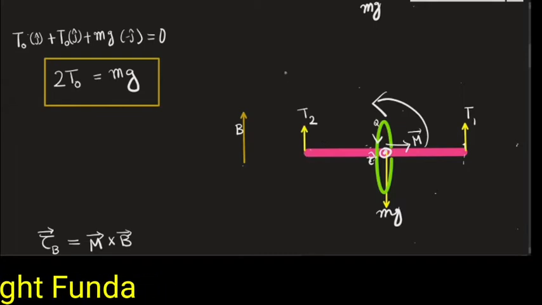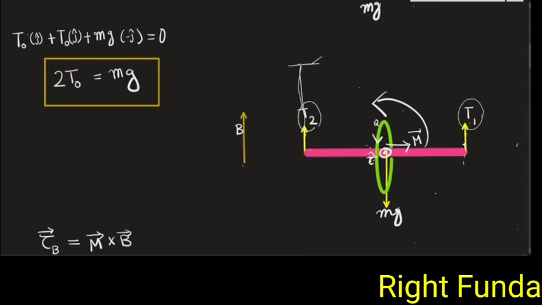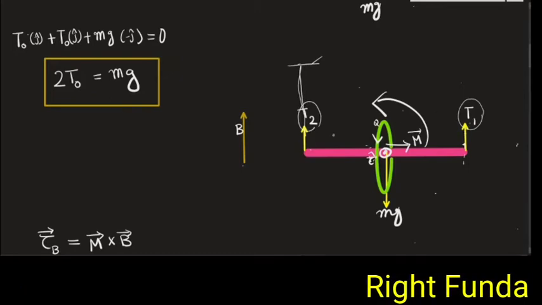But this is connected to a thread here. So this length cannot increase. This length is fixed, so this cannot go down. If it goes down, then only it will be tilted. So if it is not going down, it cannot be tilted also. So what happens? This value becomes lesser than the previous value, but this value becomes more than the previous value. This value may be equal to 0 also. We don't know how much, but we'll be calculating what T1 and T2 will be.